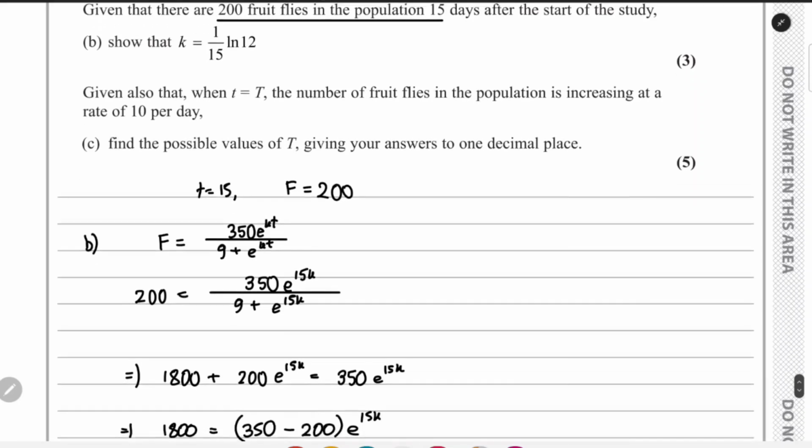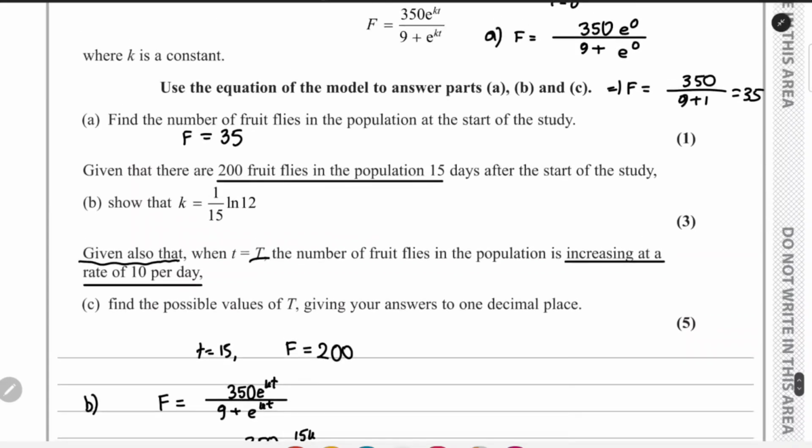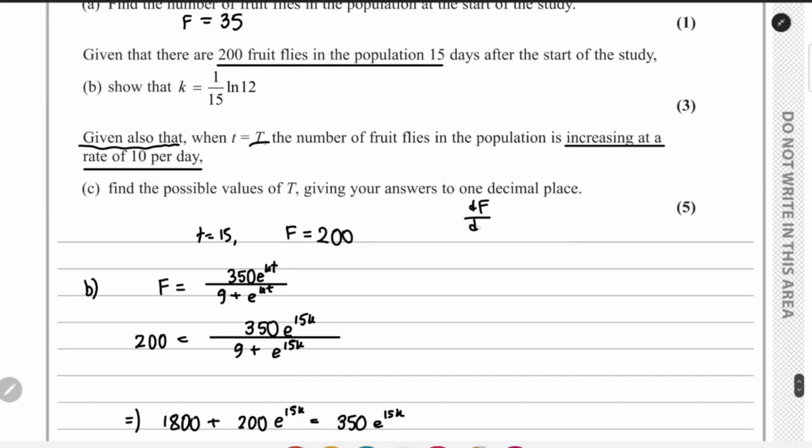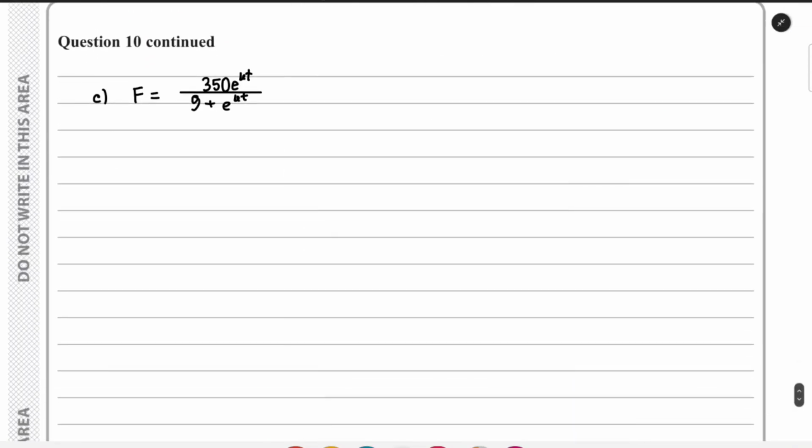Now we are given that when small t is equal to capital T, the number of fruit flies is increasing at a rate of 10 per day. So for this case, I have to find df by dt. Now I want to find df by dt, so I'll have to use the quotient rule over here. So I'll consider this to be u, and the denominator will be v. So u is 350 e to the power kt. I need to find du by dt.